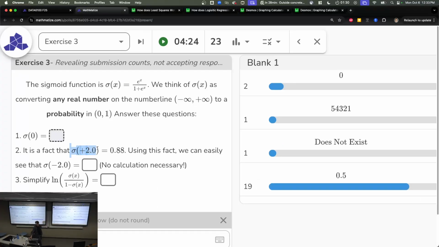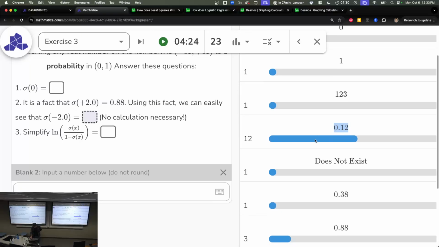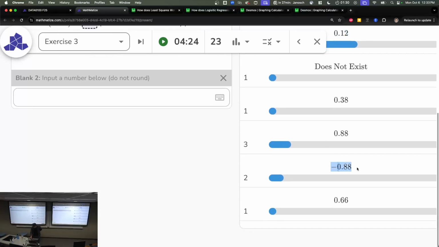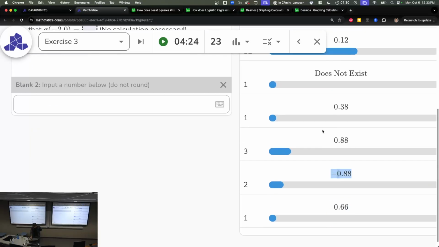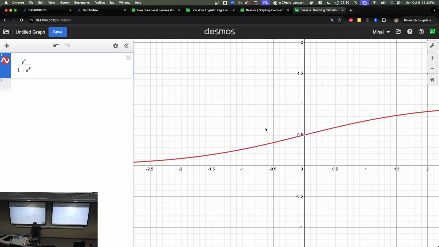Sigma of plus 2 is 0.88. What is sigma of minus 2? Let's see if people figure this out. It is 0.12, that is right. Negative 0.88 is tempting, but wrong. And so only about half the people got this one right. That is 0.12. And you can kind of see this in the graph.